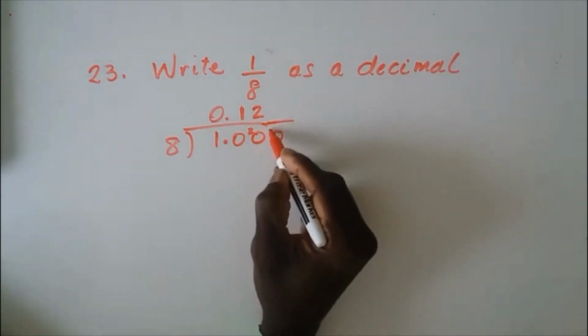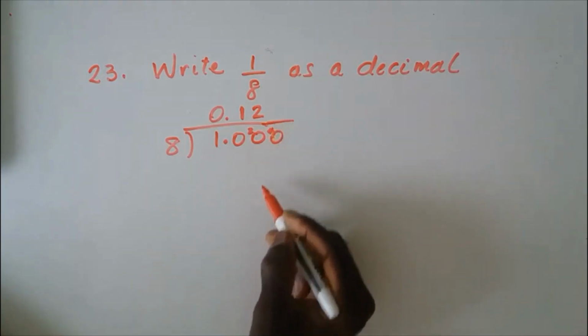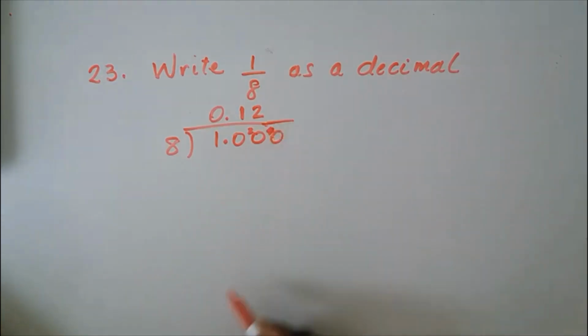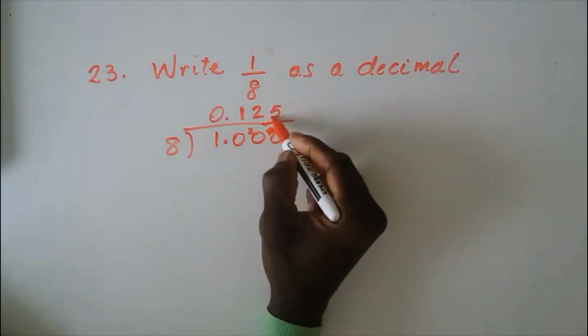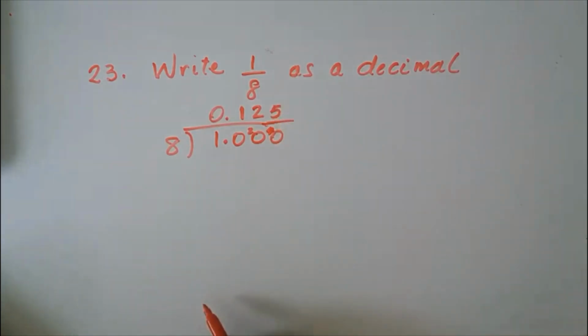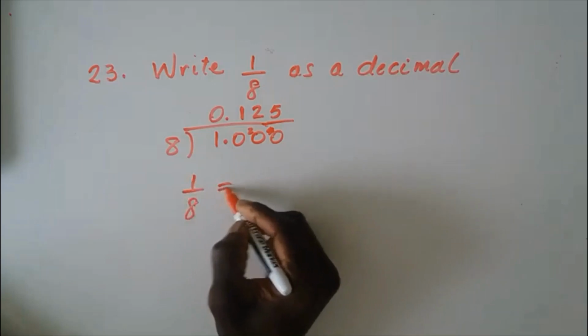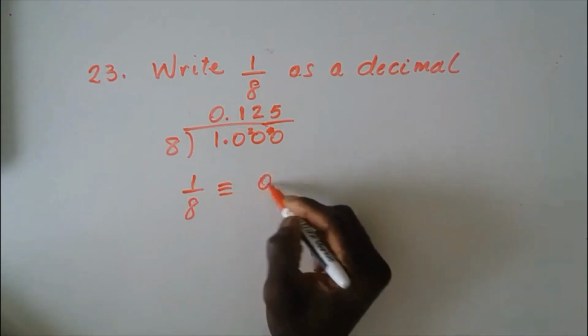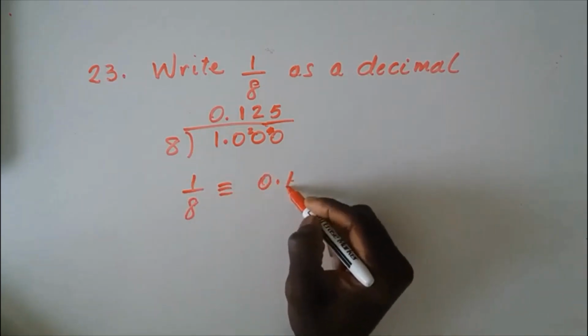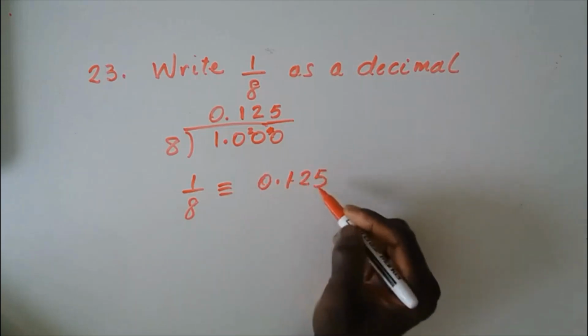We add another 0, and we put the 4 just above here. How many 8s are there in 40? 8 5s are 40. We have no remainders. So 1/8 as a decimal is equivalent to 0.125.